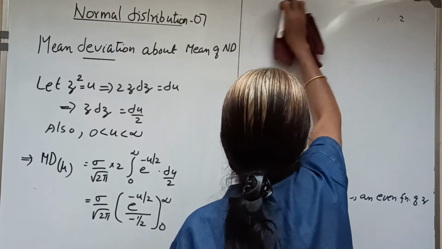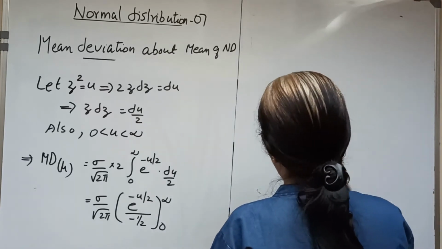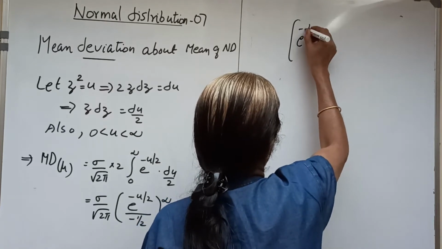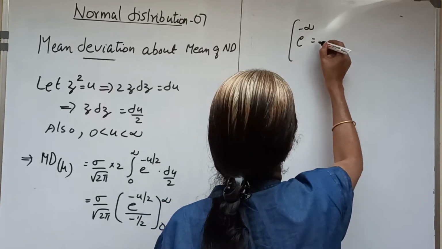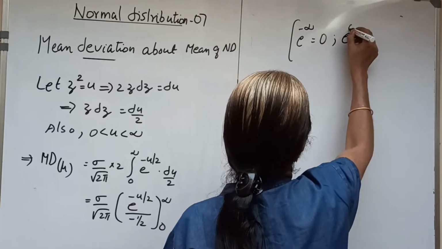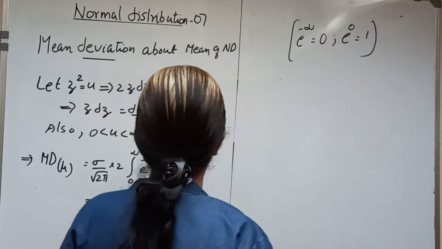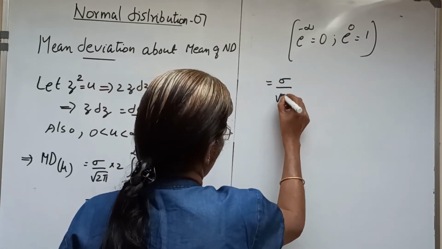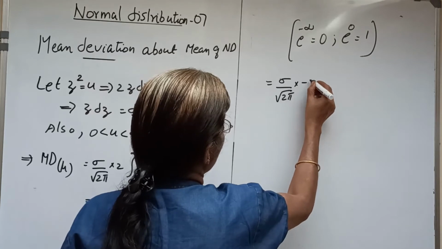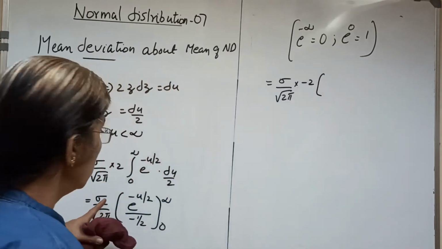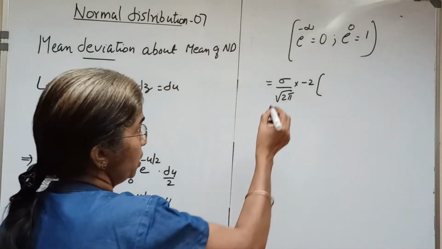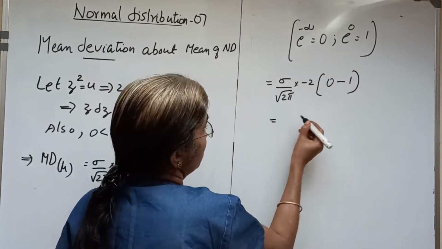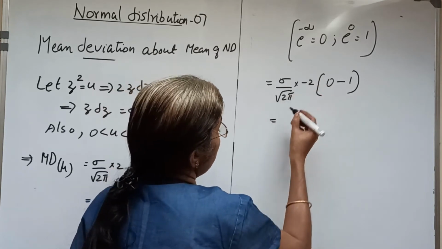Now when we substitute the limits, we have e raised to minus infinity equal to 0 and e raised to 0 equal to 1. So we apply these results. That is, we have sigma by root of 2 pi into minus 2, this 2 goes to the numerator, so e raised to minus infinity 0 minus e raised to 0, 1. That is, root 2 remains here.